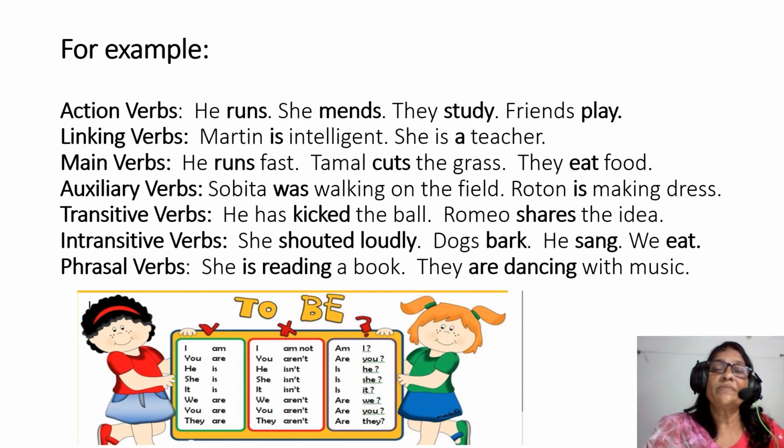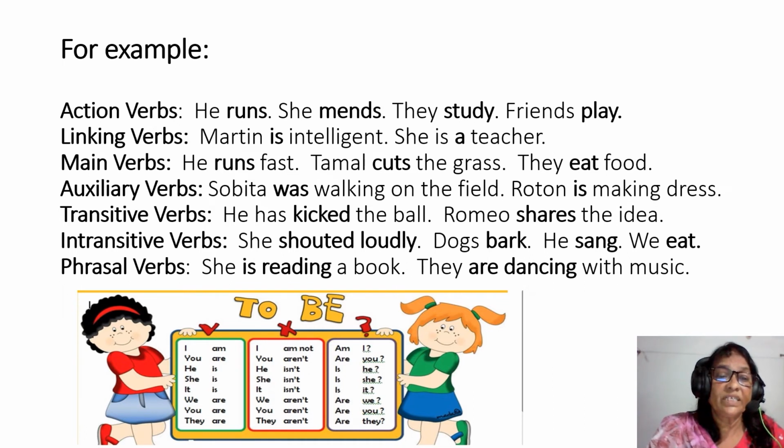Last page we have seen the classifications of verb. On this page I want to show you an example of each classification. Action verbs: he runs, she mends, they study, friends play. Here the bold words show action: runs, mends, study, play. Linking verbs: Martin is intelligent. She is a teacher. Here Martin is linked with intelligent by is. She is a teacher. So she, what is she? She is a teacher. Is is the linking verb.